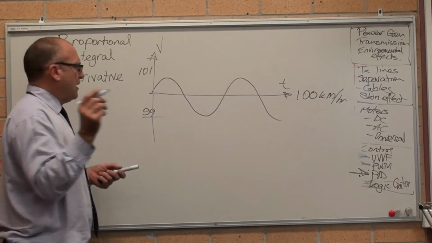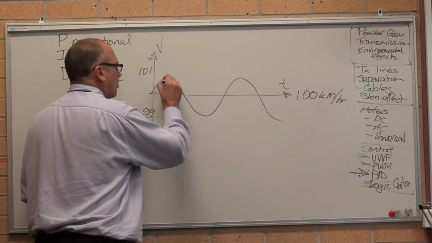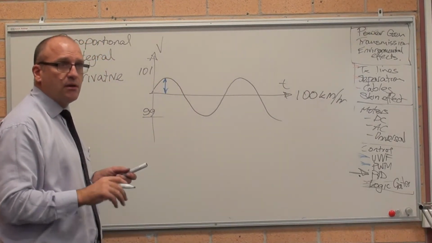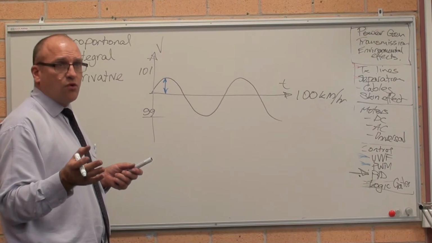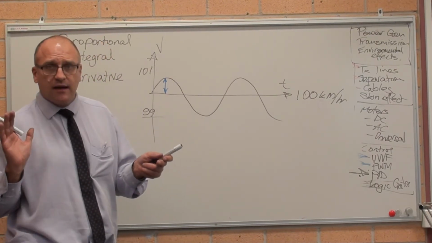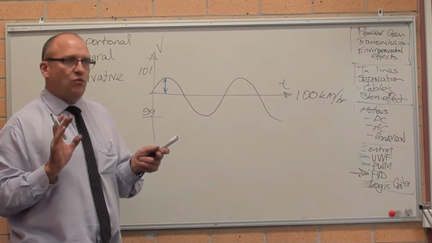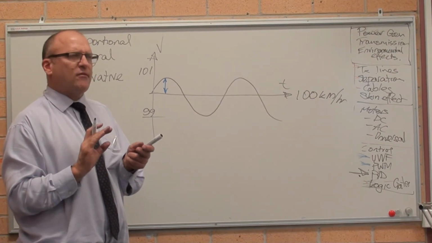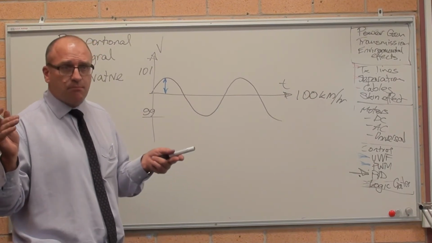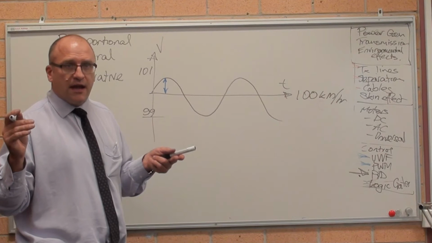What you need to worry about is proportional means the further you are away from the set point, adjust the accelerator accordingly. So if you're on 105, you really back off the accelerator heaps. If you're 101 and a half, back off the accelerator a tiny bit. Proportional. The further you are away from set point, the bigger the reaction. Yes?